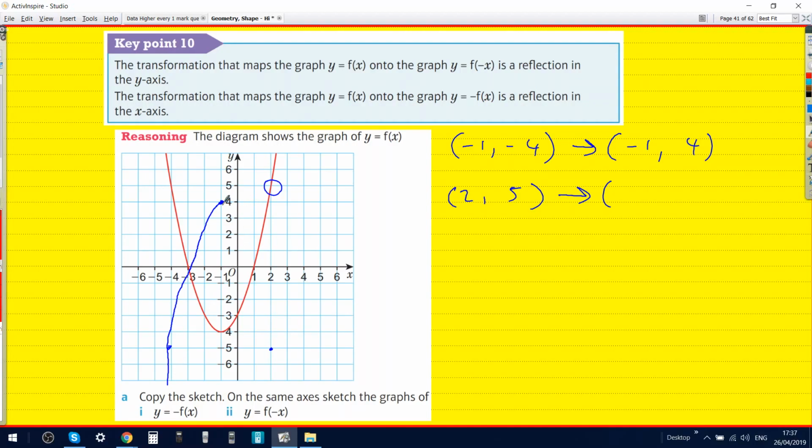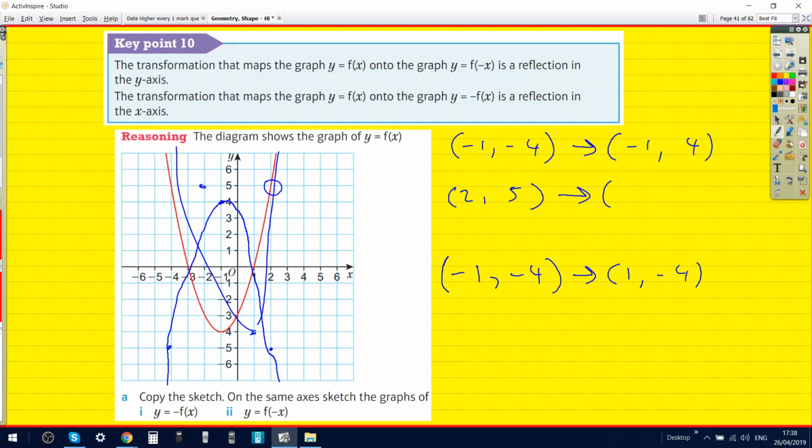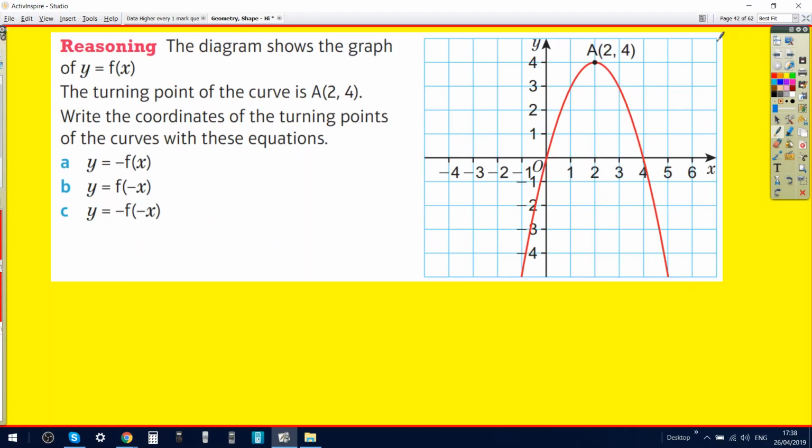Okay, how about part 2? Just do the exact same, except you do it in the x-axis instead of the y-axis. So where would be the minimum? So -1, -4 becomes 1, -4. Yeah. And 2, 5 becomes -2, 5. Yeah, and so on. Okay. That one's okay.